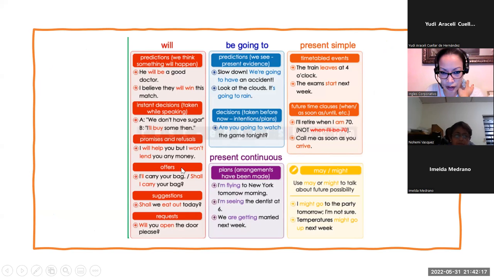En ese sitio van a ver este cartelito y lo podemos hacer en grupo para que puedan tomar turnos. Porque en clases anteriores yo he estado viendo will para predicciones y aquí tenemos el ejemplo. Ahora ustedes lo van a hacer solitos en grupo. Puede ser que Noemí lea el primer uso de will. Ok, Noemí dice aquí, so like for prediction, we think something will happen and we have these examples. Ahí discuten en grupo qué entienden de esto, de will para predictions, will para instant decisions.